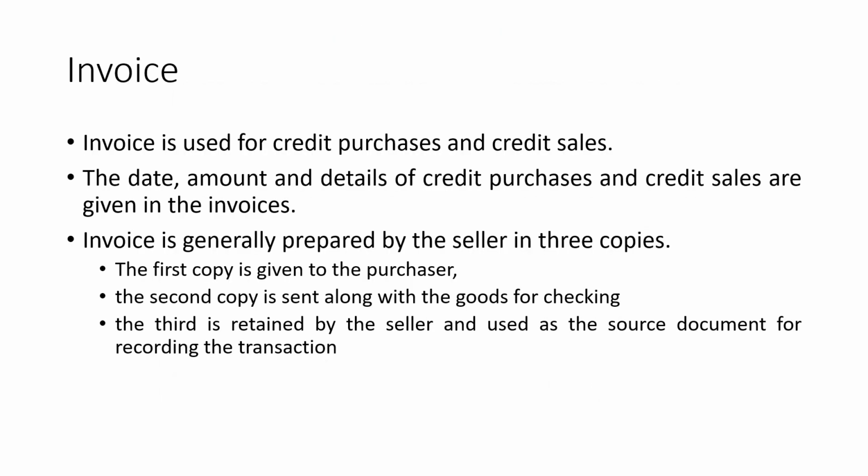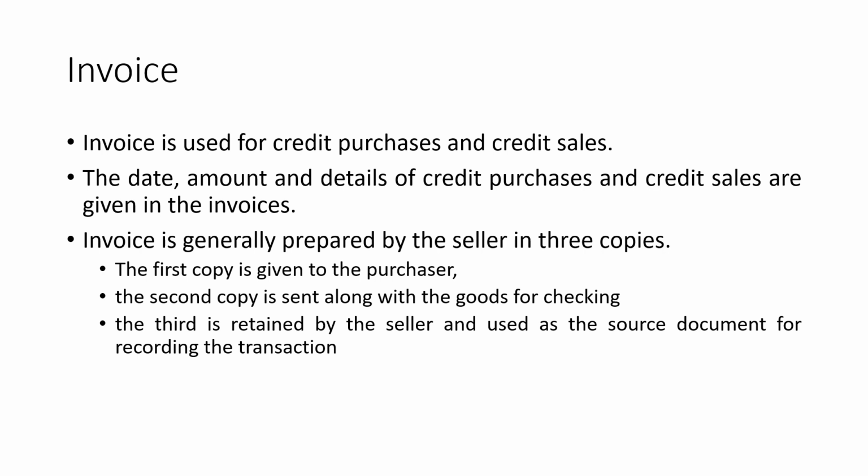And the next one is invoice. So invoice is used for credit purchase and credit sales. Cash means cash voucher. So invoice means on purchasing and sales on credit, we will go for invoice.